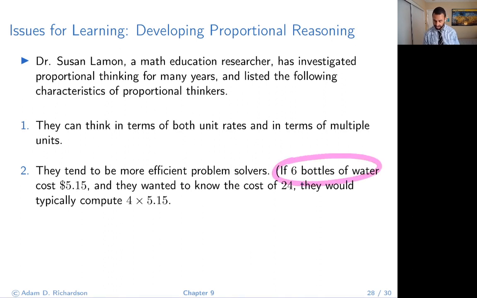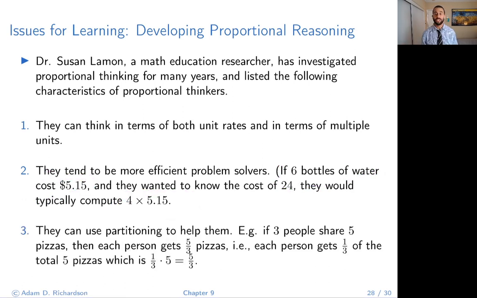They know how to play with these numbers and these ratios. That's the idea. Where is it? 24, 4 times 5, 15, right? So they didn't have to actually find the unit ratio here, but they could have. They can use partitioning to help.